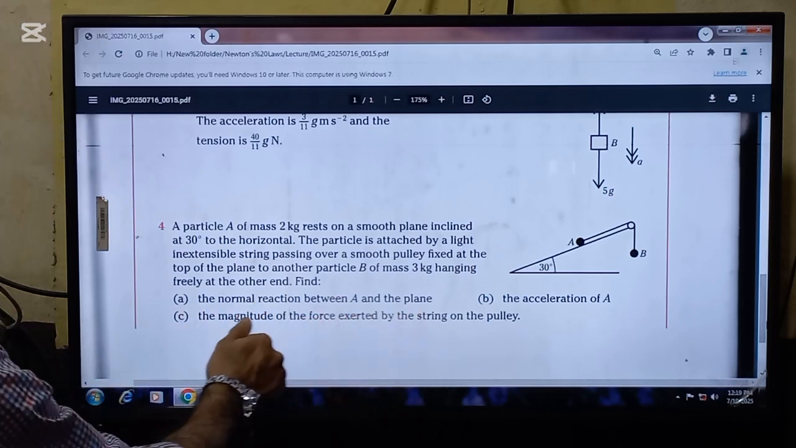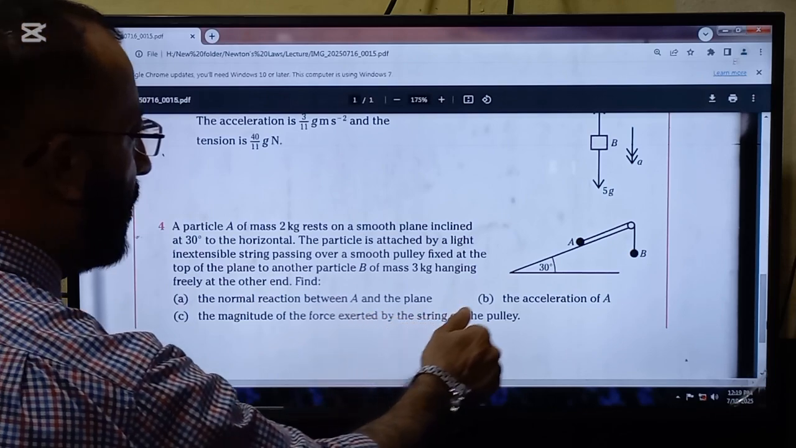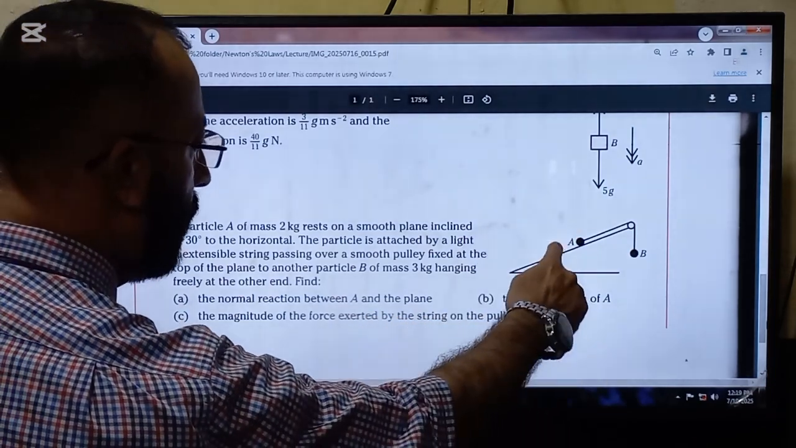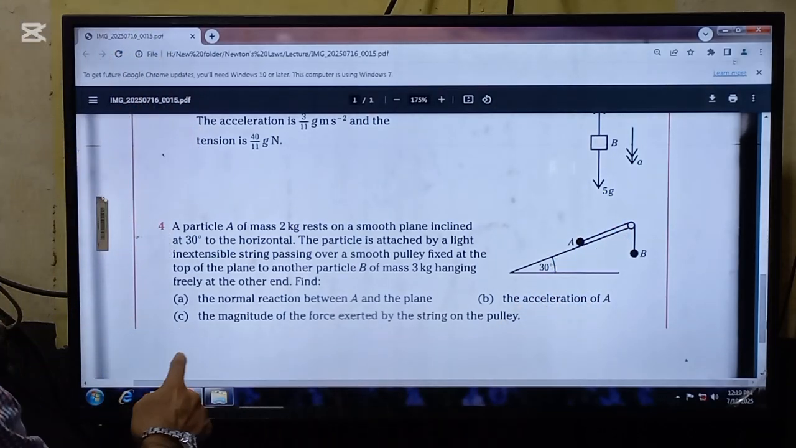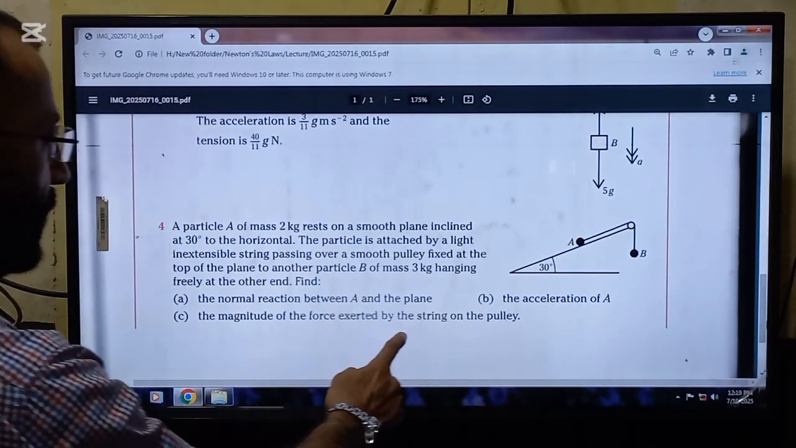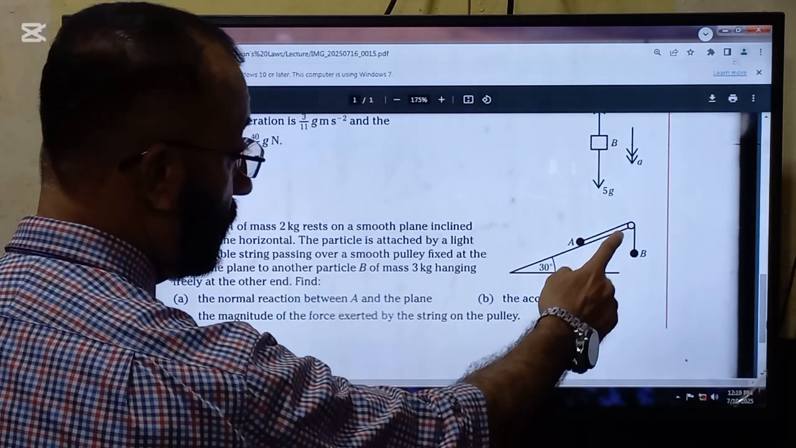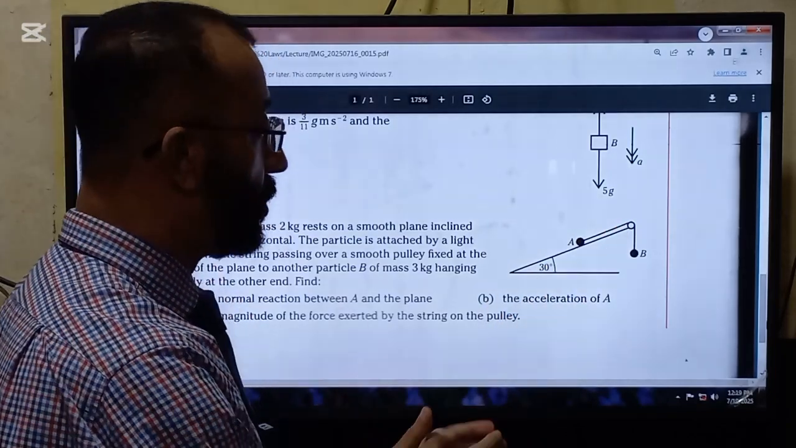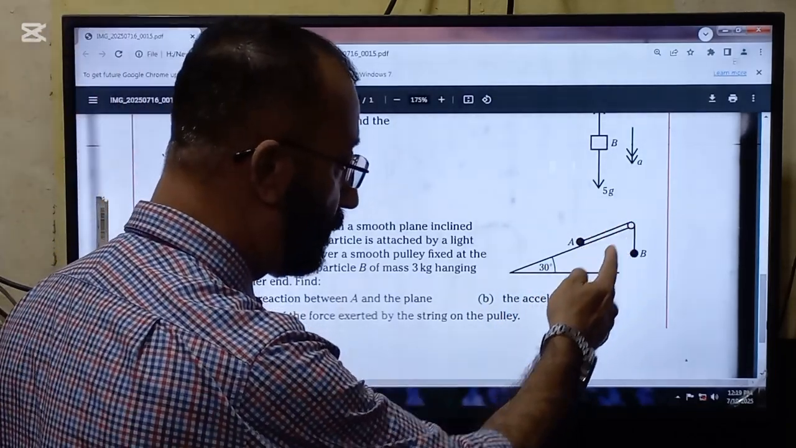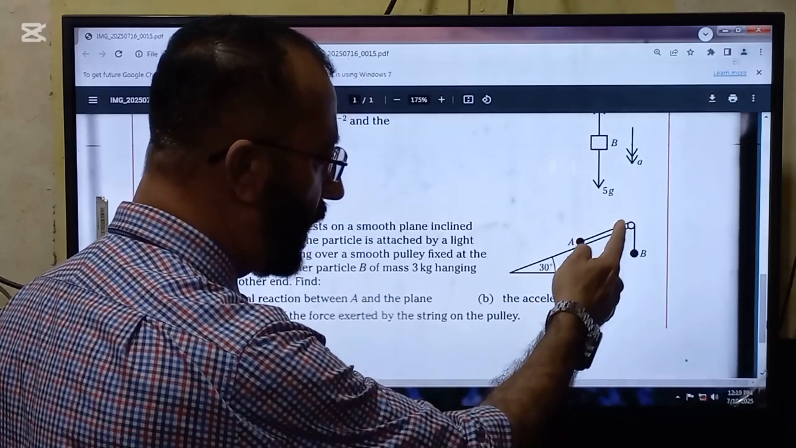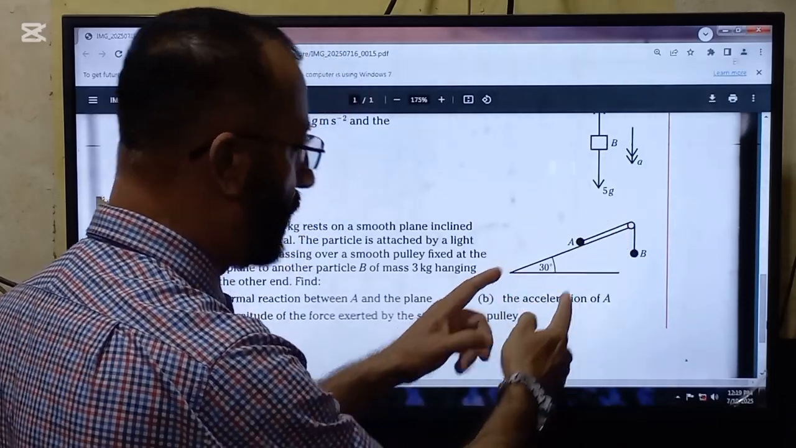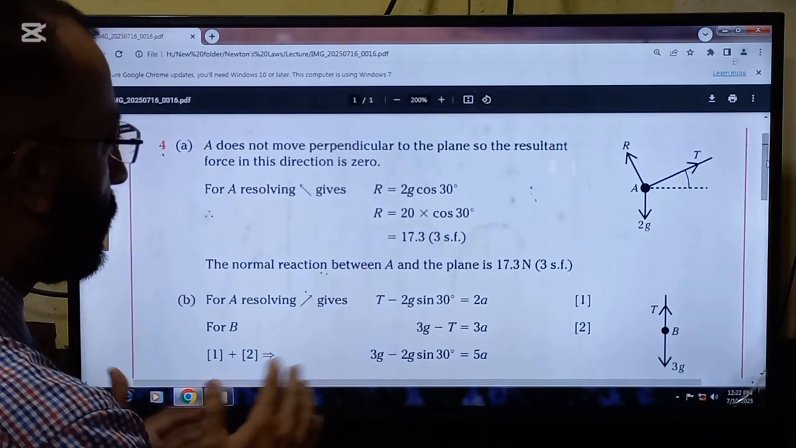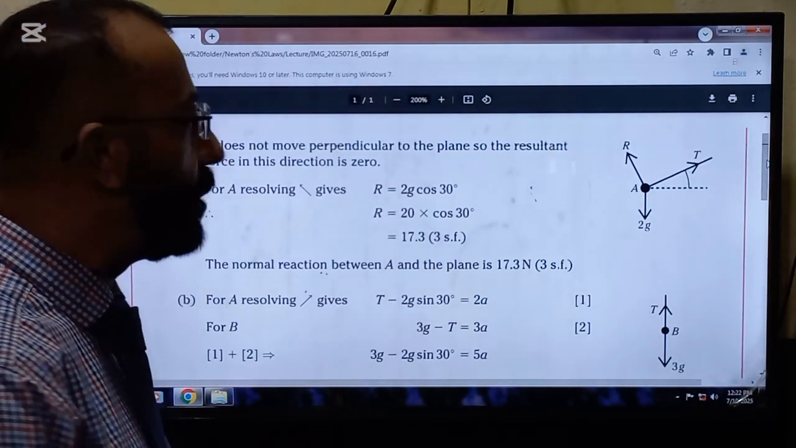Find, in part A, the normal reaction between A and the plane. So normal reaction is the requirement. Part B is the acceleration of A, and part C is the magnitude of the force exerted by the string on the pulley. Part C will be somewhat different and important, because the resultant force will be applied exactly between these two forces. So concentrate yourself. We are going to solve the question.